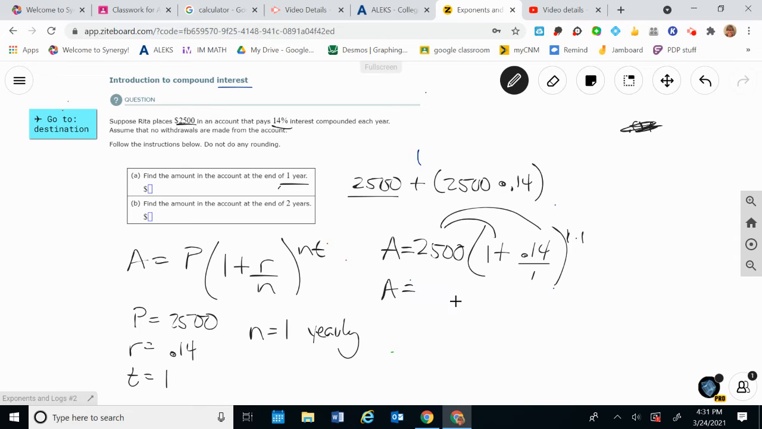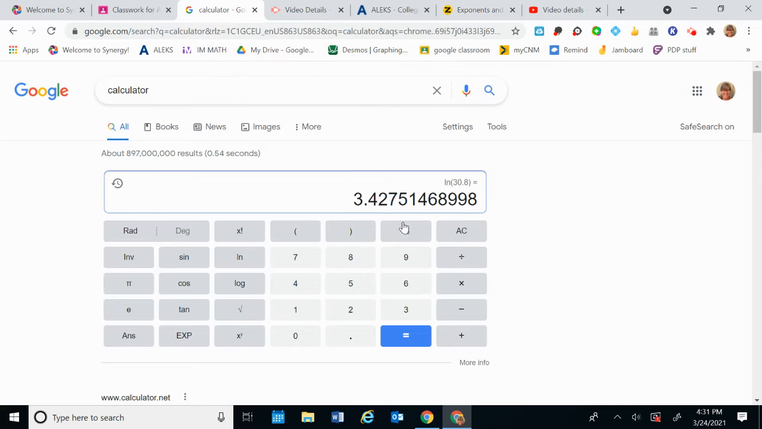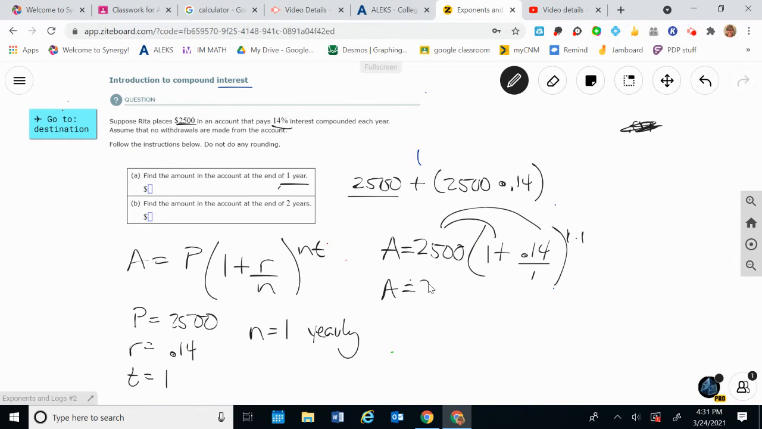Okay, and then you plug that into your calculator. It's that simple. 2,500 times 1 plus 0.14. So it's 2,500 times 1.14. 2,850. So at the end of 1 year, you would have 2,850. You would have made $350. Boy, that's like a dream account.